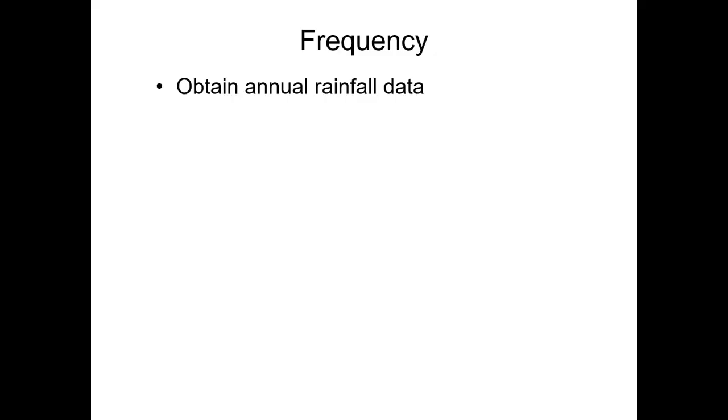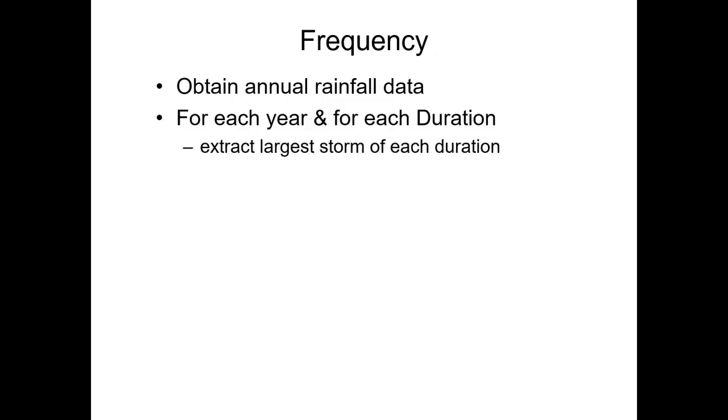Well, we get the annual rainfall data, how much it rained total for the year, for each year and each duration, okay, IDF. F is frequency, D is duration. So we come up with, for the rainfall data, what was the biggest 15-minute rainfall during that year? What was the biggest 1-hour rainfall for that year? What was the biggest 6-hour rainfall for the year, and so on. So we extract the largest storm of each duration.